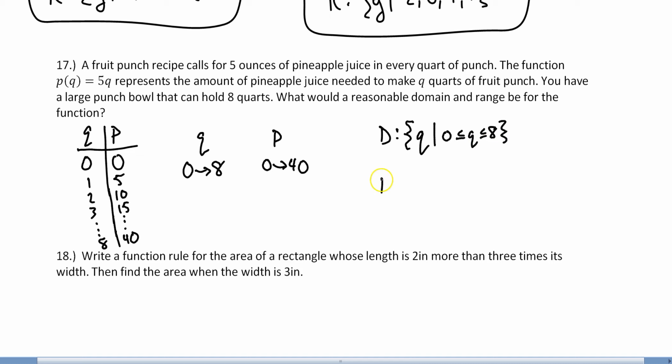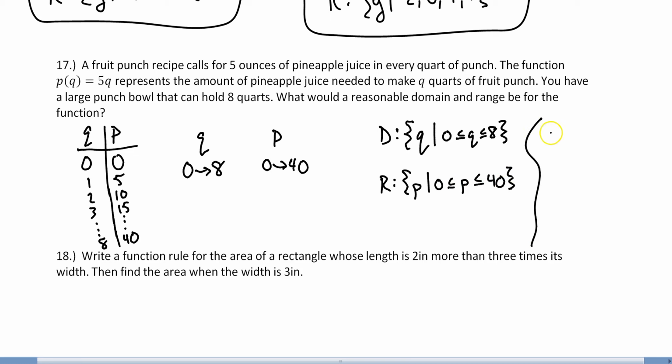And that's in set builder notation. And notice this one didn't specify. Let me write the other one in set builder notation. It's going to be p such that I'm either going to be greater than or equal to 0 or less than or equal to 40.